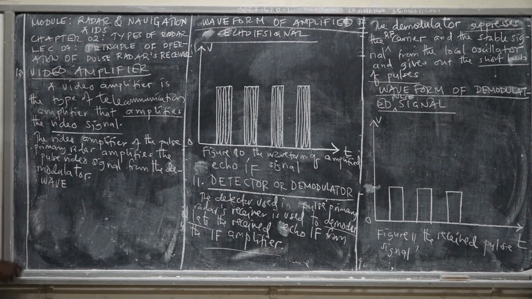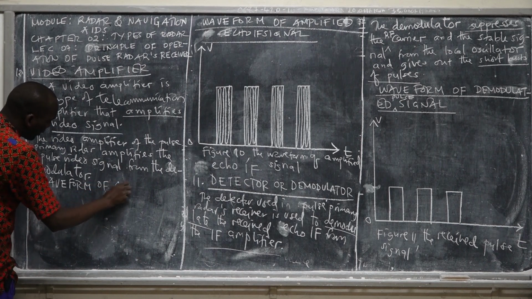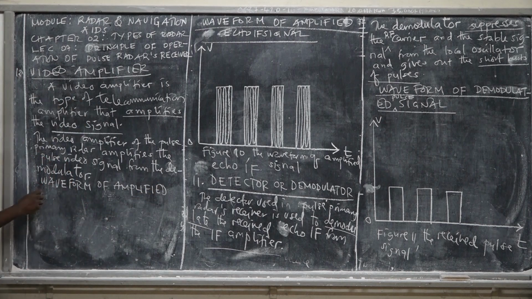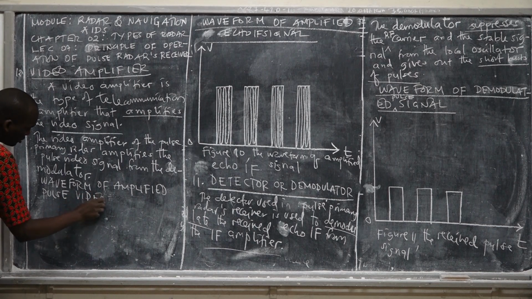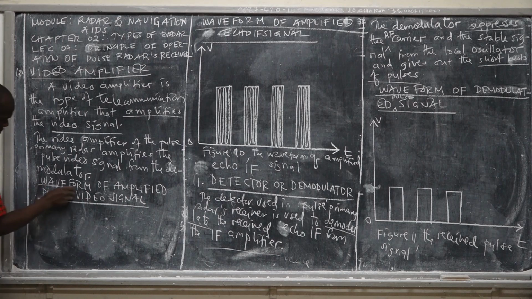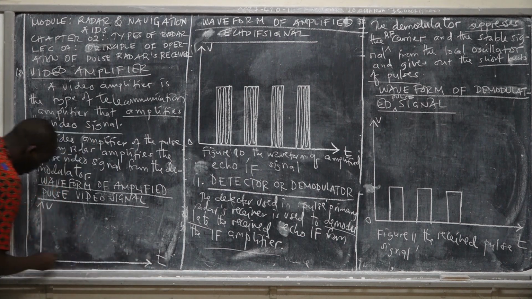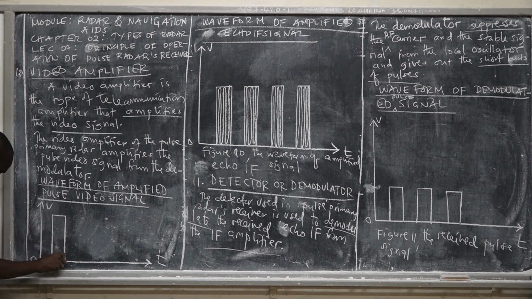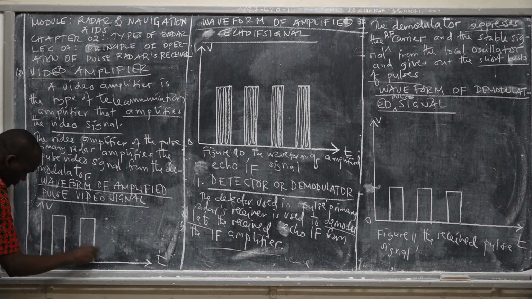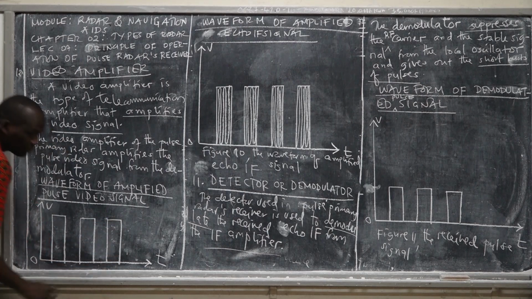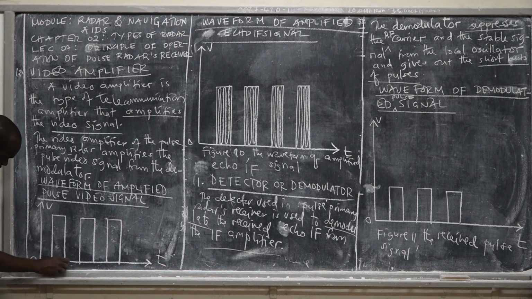Ask your neighbor. Tonight you'll dream about waveforms. So the waveform of the amplified pulse video signal: remember that the nature of the waveform is still pulse, but you'll have high amplitude. So this is figure 12.